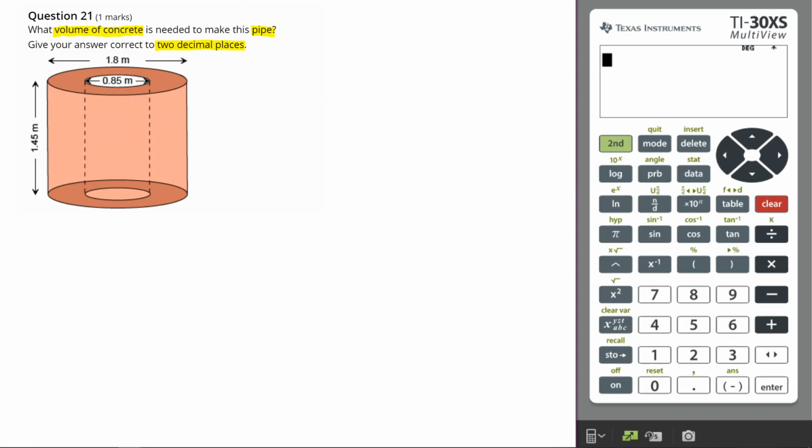Now let's look at it for a second. Hopefully you can see that a pipe is made up of this concrete on the outside, and then it has a hollow middle. So when it's saying we have to find the volume of concrete, what it's asking us to find is the volume of the shaded region. So this orangey bit, shaded region, is what we're after, because that equals the concrete.